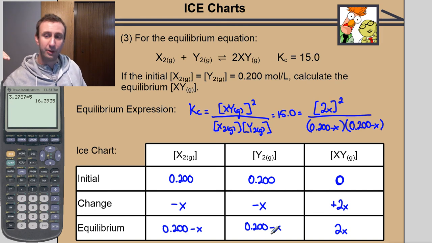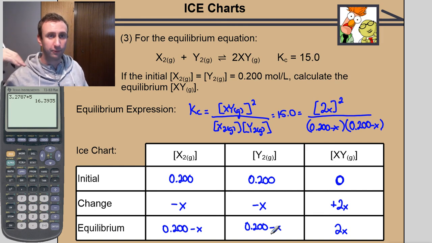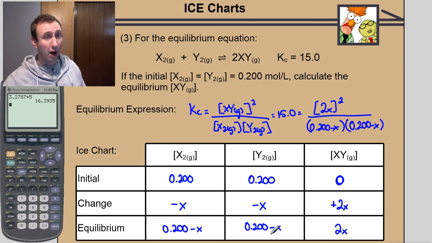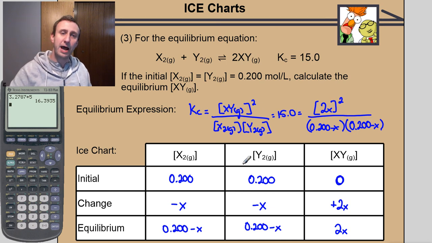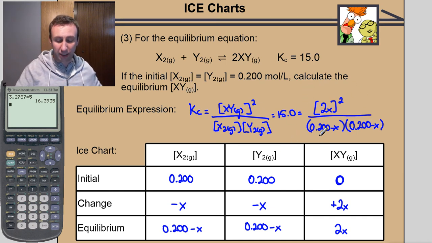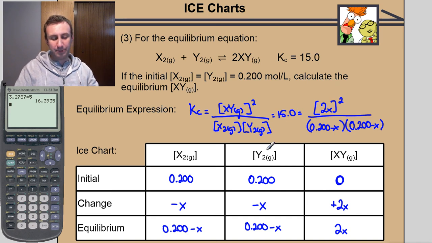Okay, so now we get into this beautiful math to solve for x. X isn't the answer to the problem. What I'm trying to find is the equilibrium XY. So once I find x, I have to multiply it by 2 to actually find that equilibrium concentration. But that's the steps I have to take. So now that I've got this expression, let's make a new page and dive into the math.